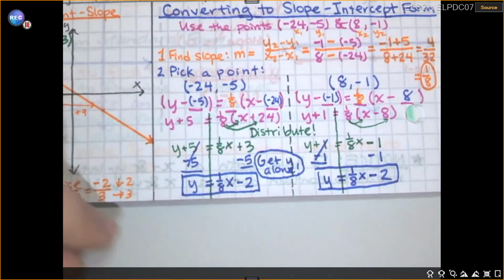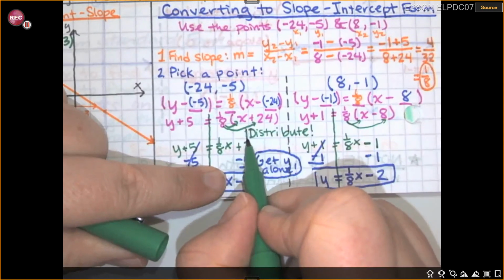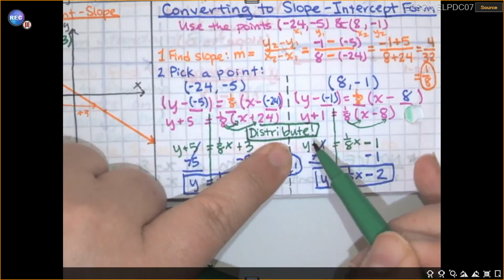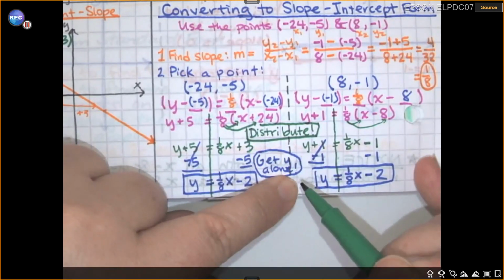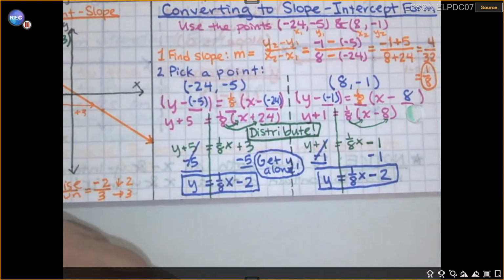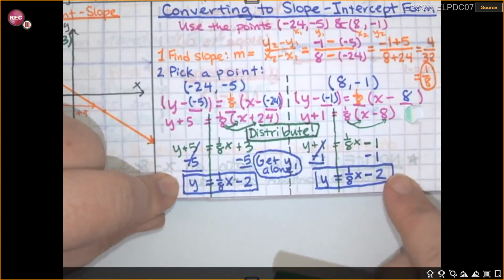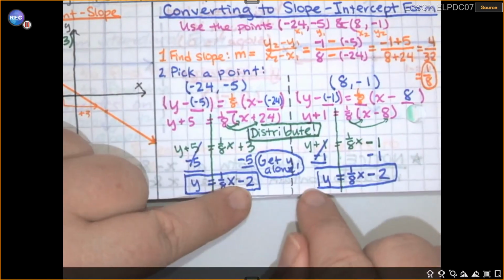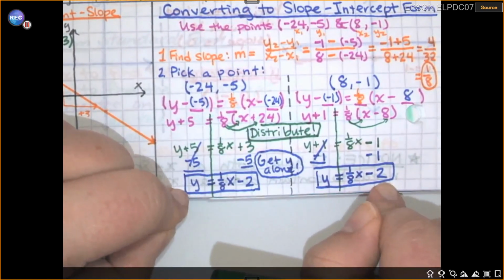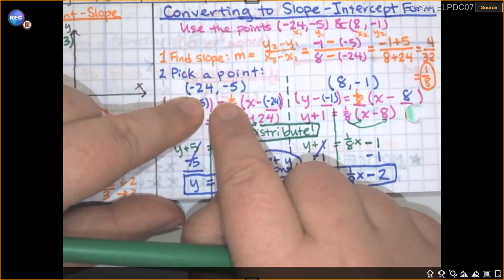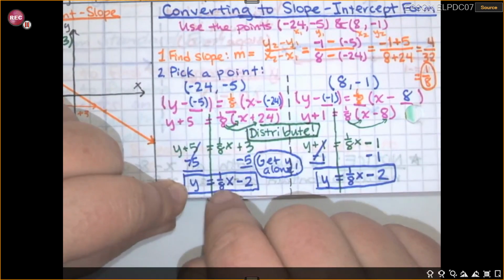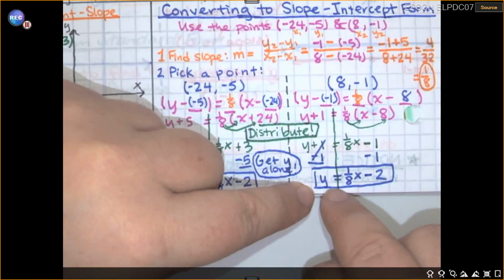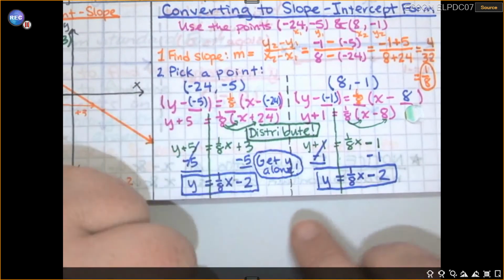So, the big picture here is, how do you convert? You distribute, step 1. Get y alone, step 2. That's it. Should be super simple. The bigger picture here is, notice, no matter which point I picked from the problem, I got the same answer. So if Jessica does this one, she'll get y equals 1/8 x minus 2, and if Benjamin does this one, he'll get y equals 1/8 x minus 2. You'll get the same thing.